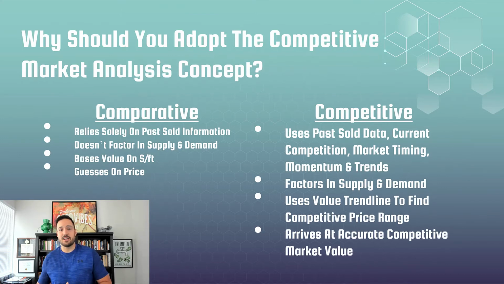Now on the competitive side, we still use sold data, but we also look at current competition, market timing, momentum, and trends to bring in future competition and be able to really predict the customer experience, which allows us then to really factor in supply and demand of the moment and of a couple months down the road. We use a value trend line to find a competitive price range, and then we position competitively because your buyers will be looking at more homes than just yours. This altogether gives us market value in an accurate and repeatable way that the comparative model really just doesn't.